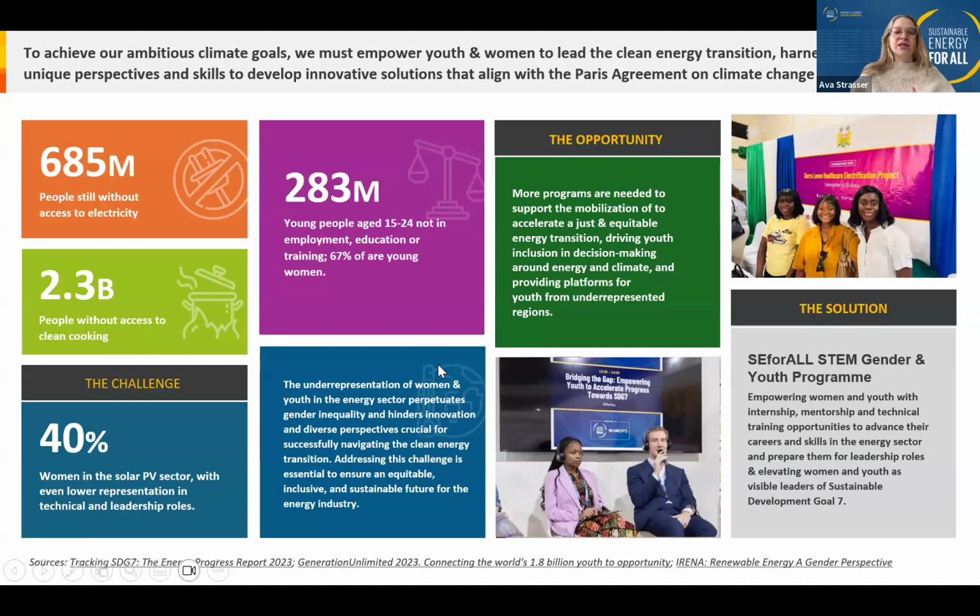So when it comes to the energy sector itself, we know that women and youth are underrepresented. Women in particular make up only 32% of the renewable energy workforce. As you can see on the slide, only 40% of the solar PV sector. And generally where women come in and where youth come in, right, are at those lower paid and more administrative roles. What we see is that there's not as much representation among those technical or STEM roles.